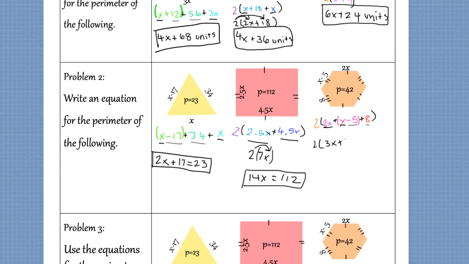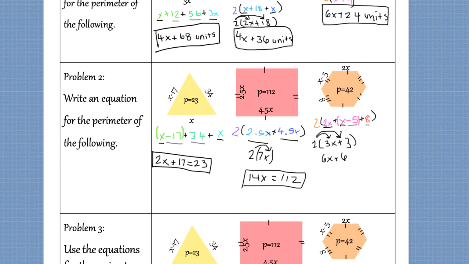And so it's going to be 3x plus 3, and put a closed parentheses around it. And now we're going to distribute. 2 times 3x is equal to 6x. And then 2 times 3 is equal to just 6. And so you can't simplify this expression any further.